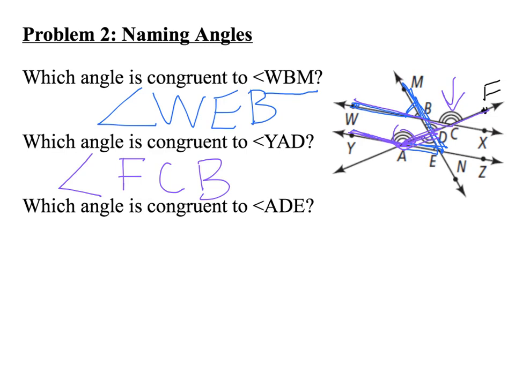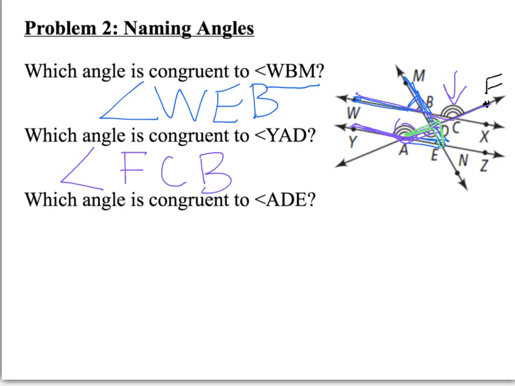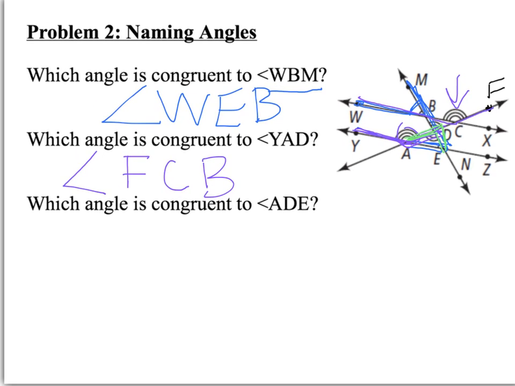And my last one, what angle is congruent to ADE? So if I look at this, ADE. It's kind of hard to see because I have my other colors there. But that has 2 arcs. The other part that has 2 arcs would be this angle straight across from it. This angle right here. So angle MDC.